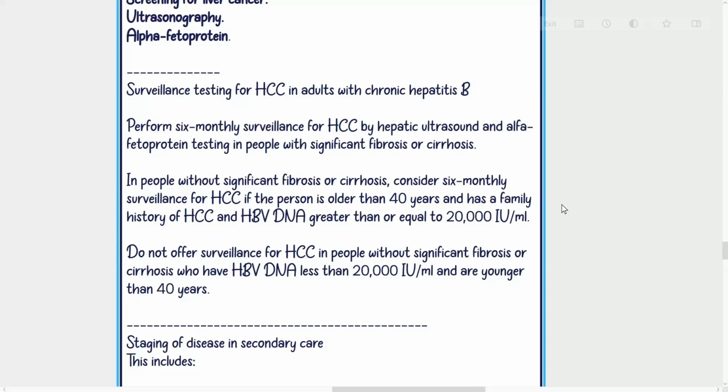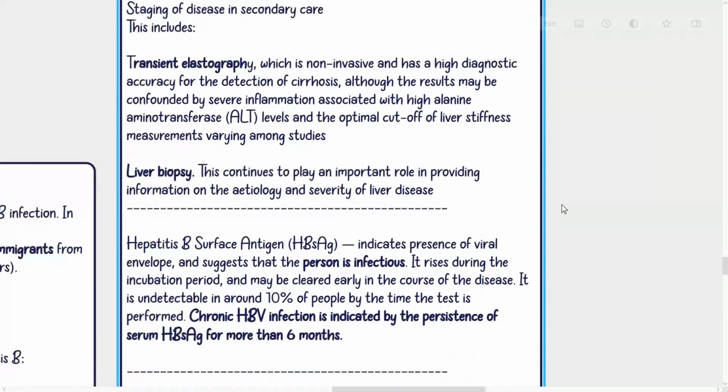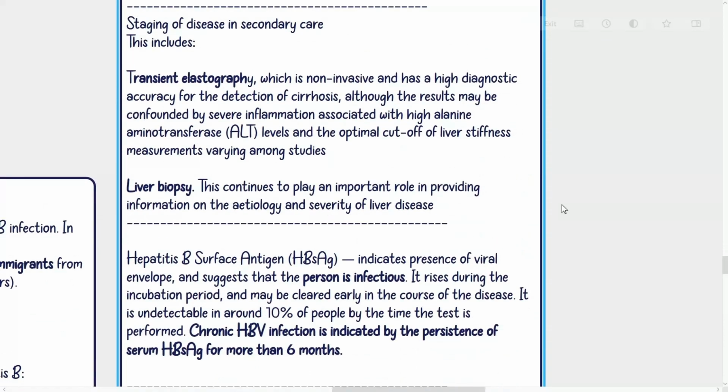Staging of disease and secondary care. This includes transient elastography, which is non-invasive and has a high diagnostic accuracy for the detection of cirrhosis. Although the results may be confounded by severe inflammation associated with high alanine aminotransferase, ALT levels and the optimal cutoff of liver stiffness measurements varying among studies. Liver biopsy. This continues to play an important role in providing information on the etiology and severity of liver disease.